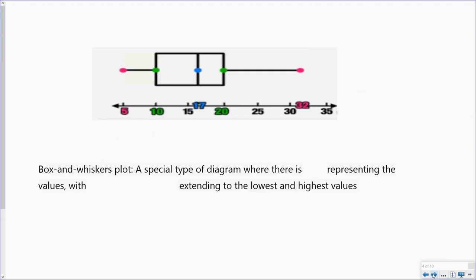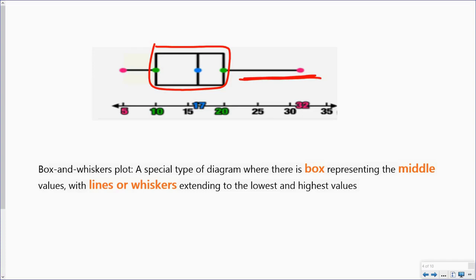A box and whisker plot is a special type of diagram where there is a box, which is this area right here, representing the middle values. And then you have the lines or whiskers, which are these areas right here that extend to the lowest and highest values, or the minimum and the maximum values.